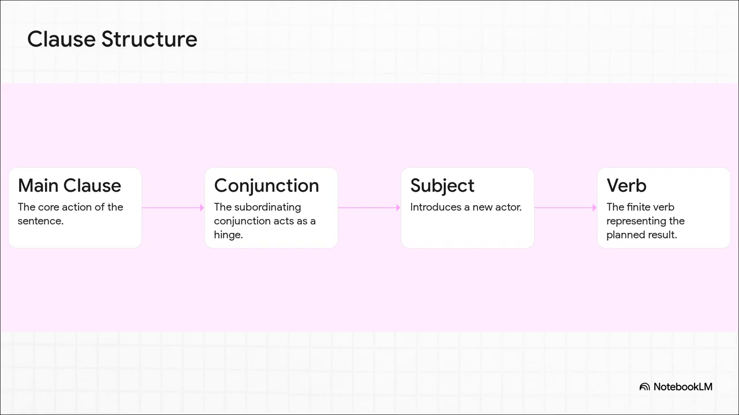Then, step 2, you drop in a subordinating conjunction. This acts as the hinge. Step 3, you introduce a brand new subject. And finally, step 4, you add a finite verb. So it looks like this. She whispered, that's the main clause, so that, conjunction, nobody, subject, could hear her, verb.